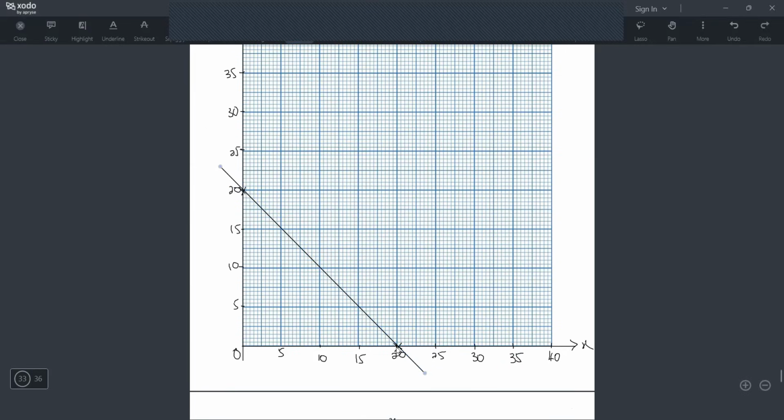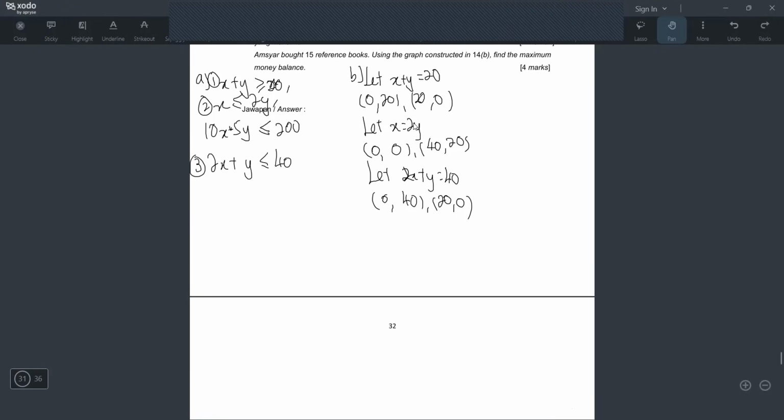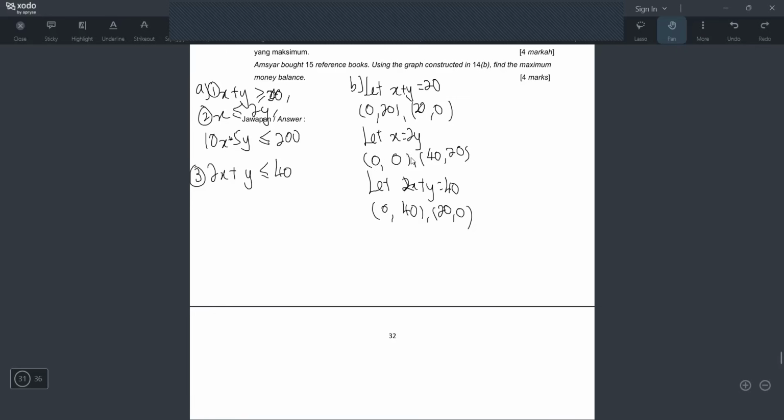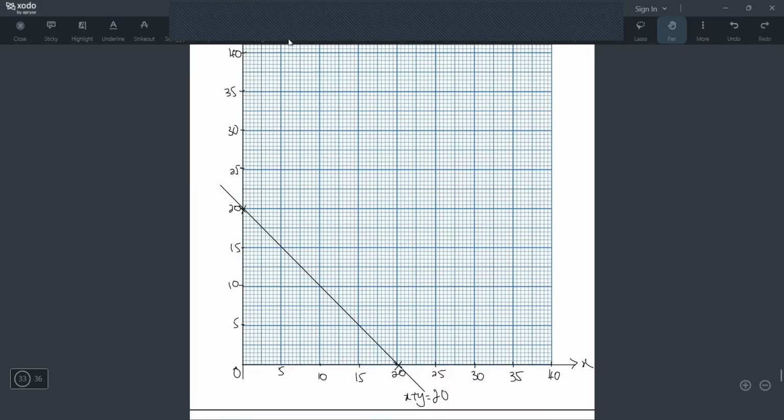Okay, so make sure it's accurate. x plus y equals 20. Done. Next line. What is the next line? The next line is the line for x equals 2y. 0, 0, 40, 20. 0, 0, 40, 20. x equals 2y. Okay, and the equation for this is x equals 2y.